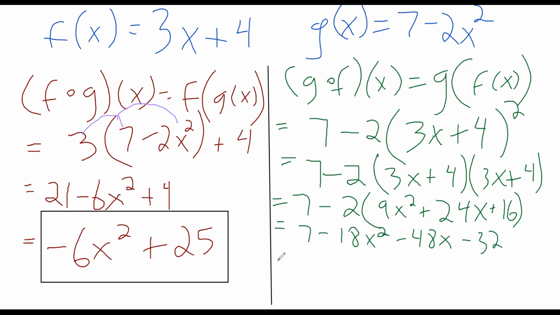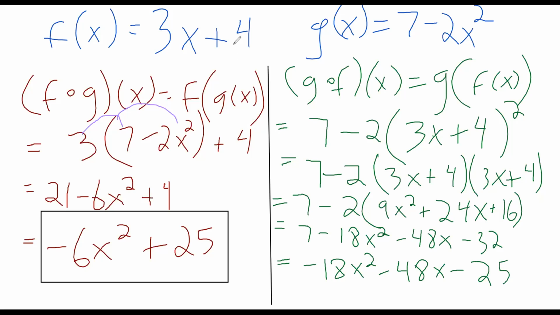And now the last thing to do is to combine like terms and then write it in decreasing order, or descending order. So then minus 18x squared doesn't have any like terms. It'll go first because it's the highest powered term. Minus 48x is the next highest powered term, doesn't have any like terms. Now finally we have minus 32 and positive 7. We're adding 7 to that, so that's still going to be negative. And then 32 minus 7 is 25. So that's going to be minus 25 at the end of things.